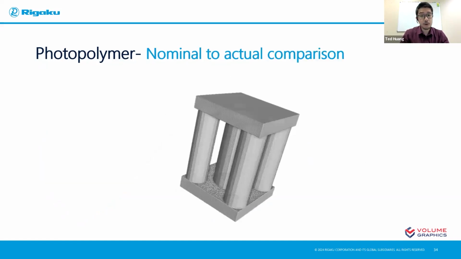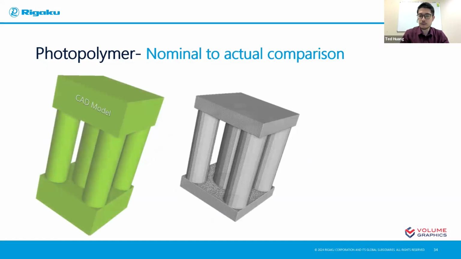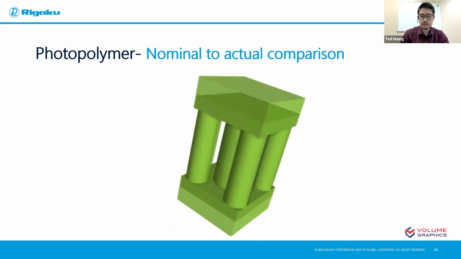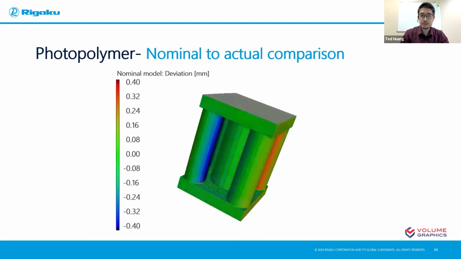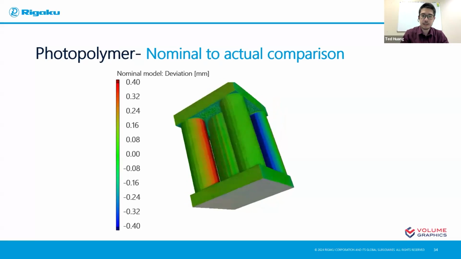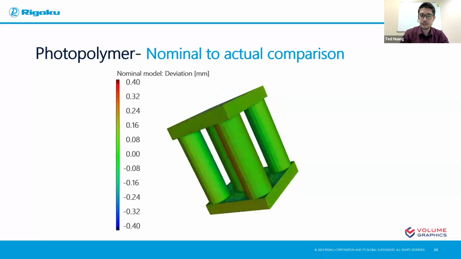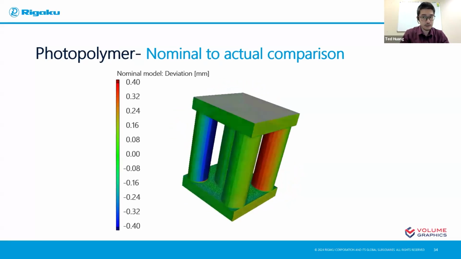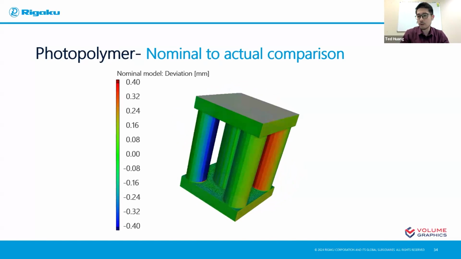So to do that, we overlap our CAD drawing model with the scan that we obtained. And would you look at that? We actually do have some nominal to actual deviation that we didn't notice. There's one pillar that has positive deviation, meaning it's actually larger than design, and one pillar that's smaller than design. And that will cause some uneven load condition, right?